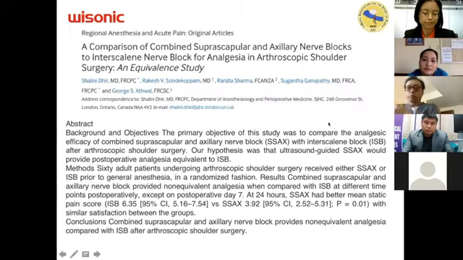Another study compared the combination of suprascapular and axillary nerve blocks to interscalene nerve block for analgesia in arthroscopic shoulder surgery. This study showed that combining suprascapular and axillary nerve blocks provides very good analgesia, which is comparable with the interscalene block after arthroscopic shoulder surgery. So this can be good information for us to incorporate into our chronic pain practice as well.